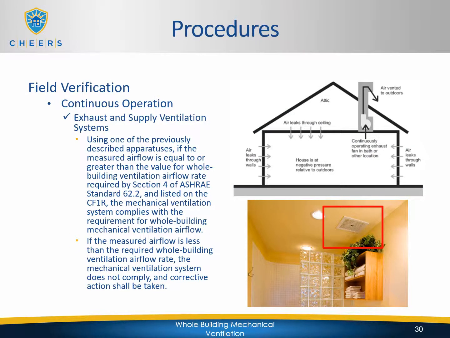For field verification of continuously operating exhaust and supply ventilation systems, you will use one of the previously described apparatuses. If the measured airflow is equal to or greater than the value for whole building ventilation airflow rate required by Section 4 of ASHRAE Standard 62.2 and listed on the CF1R, the mechanical ventilation system complies with the requirement for whole building mechanical ventilation airflow. If the measured airflow is less than the required whole building ventilation airflow rate, the mechanical ventilation system does not comply and corrective action shall be taken.